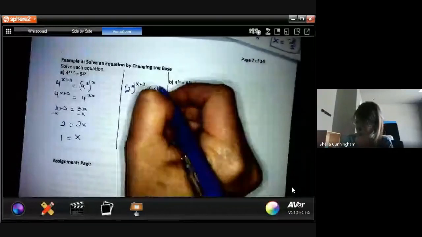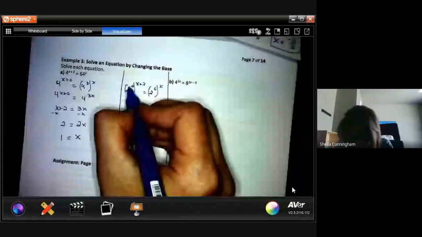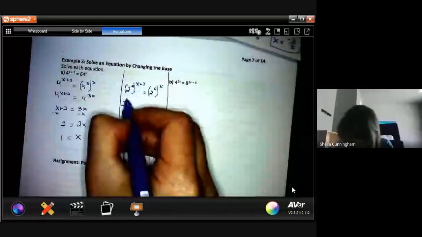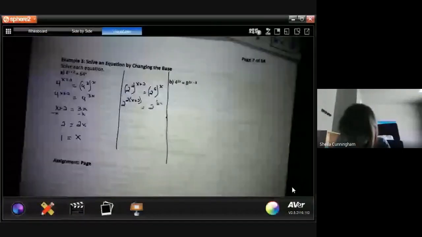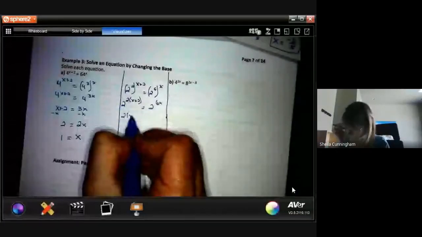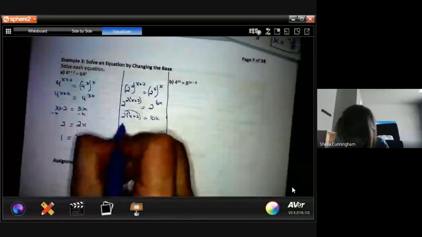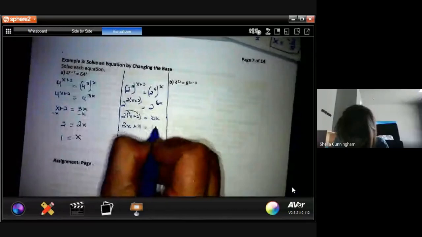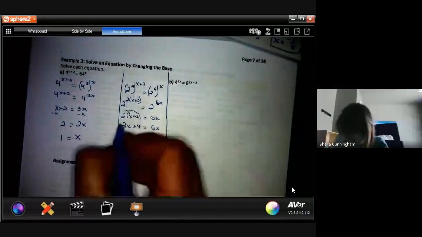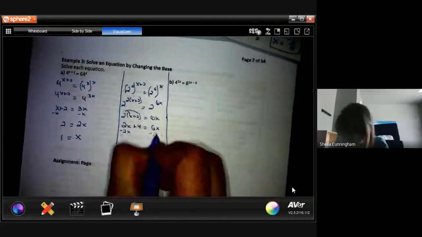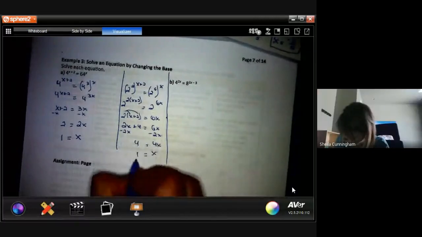Same thing, I've got a power to a power, so I set my exponents equal to each other and distribute. It might be a little more work breaking them down into the smallest base because you've had to convert both sides of this. But ultimately, in the end, you get the exact same answer.